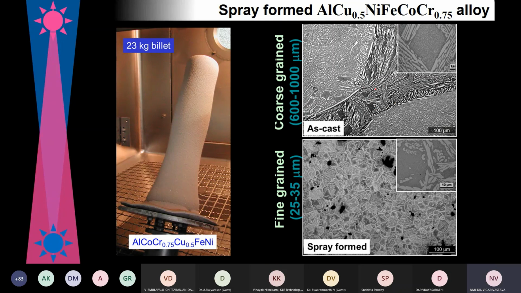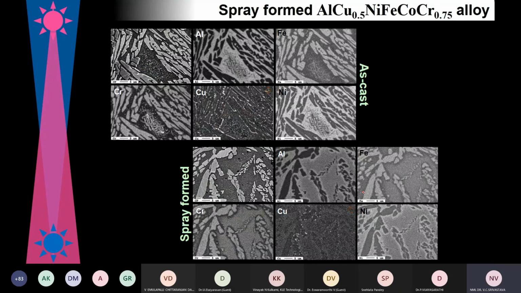microstructure of as-cast material. Here you see the grain size 600 to 1000 micron. And here you can see the fine structures 25 to 35 micron in spray form condition. So here also we got highly refined grains after spray forming. Here I just want to give one indication that here you can see this area and this area. So there are some microstructural features coming in these two regions. This is as-cast material and this is spray form material.